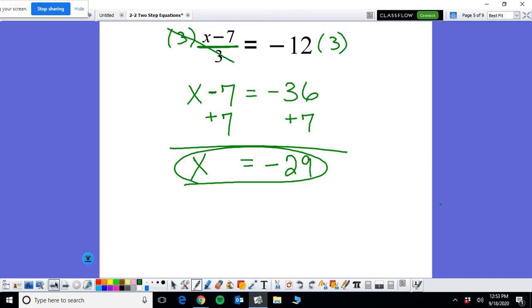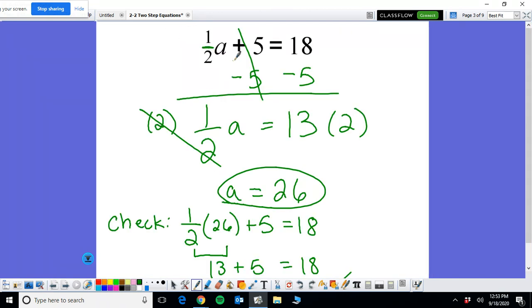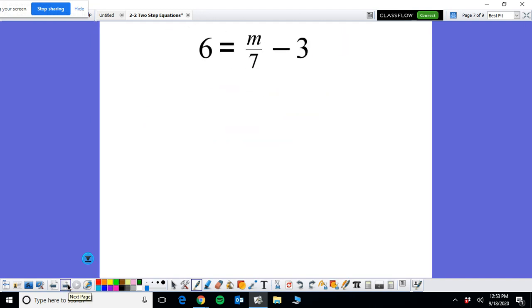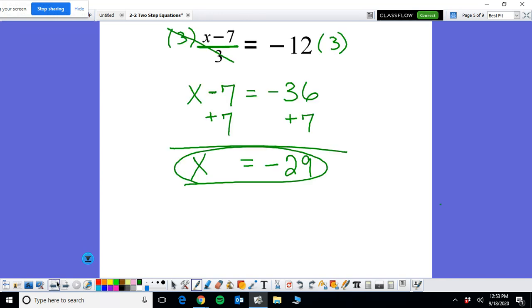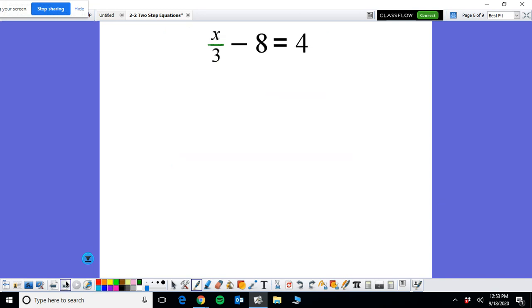So I'm going to go back a few slides just to show you it's very similar to this. We had to get rid of the 5 first. So if you have a short bar fraction, like we have here, please take care of the stuff hanging off to the side first. That's the way I like to think about it. If you have a long bar fraction, you could go ahead and take care of the denominator immediately. Okay, back to what we're doing.